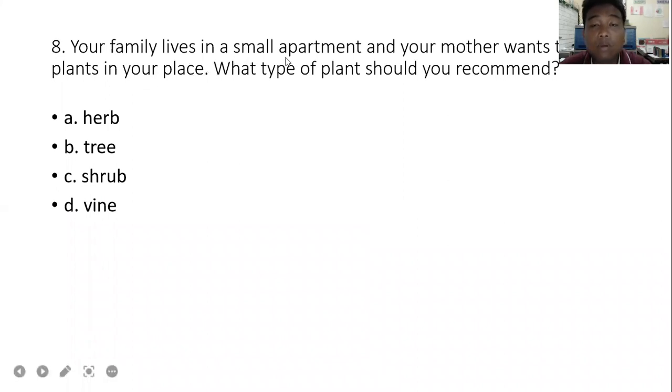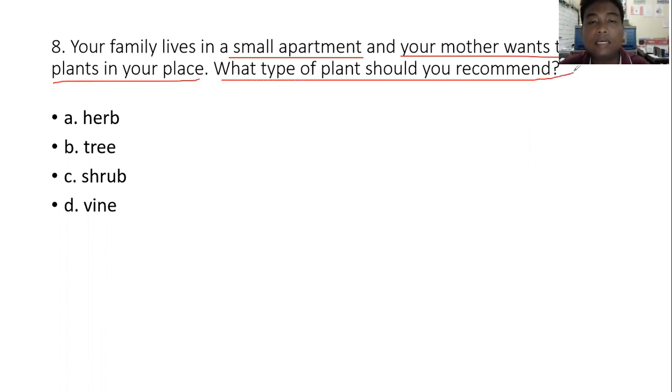Okay, your family lives in a small apartment and your mother wants to grow plants in your place. Now, what type of plant should you recommend? Your family lives in a small apartment, and your mother wants to grow plants in your place. So what type of plant should you recommend? Based on the choices: herb, tree, shrub, a vine.